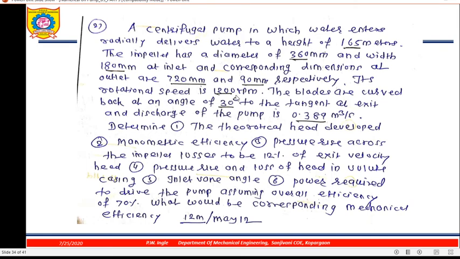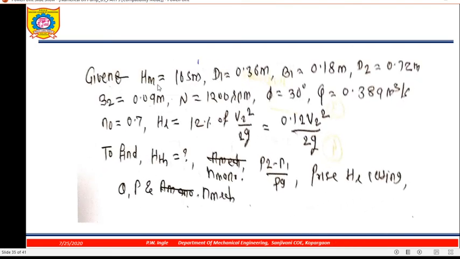Its rotational speed is 1200 rpm. The blades are curved back at an angle of 30 degree to the tangent at exit and discharge of the pump is 0.389 meter cube per second. Calculate theoretical head, manometric efficiency, pressure rise and loss of head, inlet vane angle and power required if overall efficiency is 70%. So HM is given, D1, B1, D2, B2. Okay, calculate theoretical head.